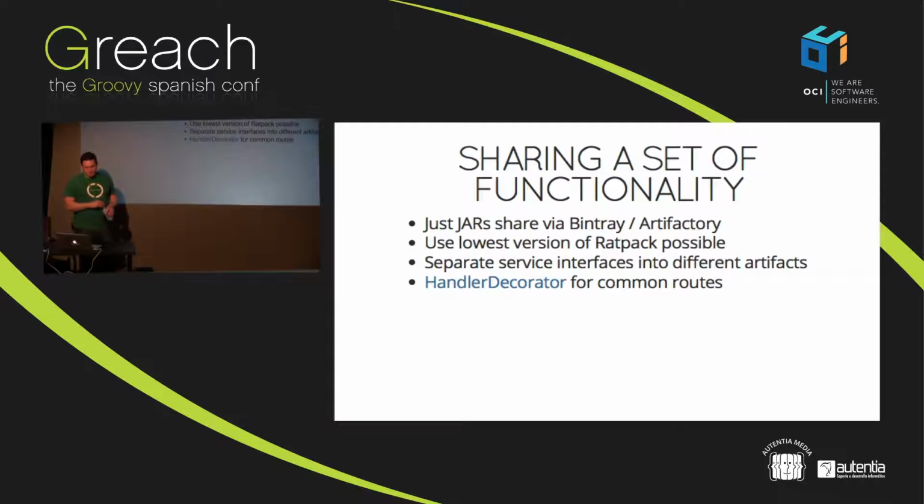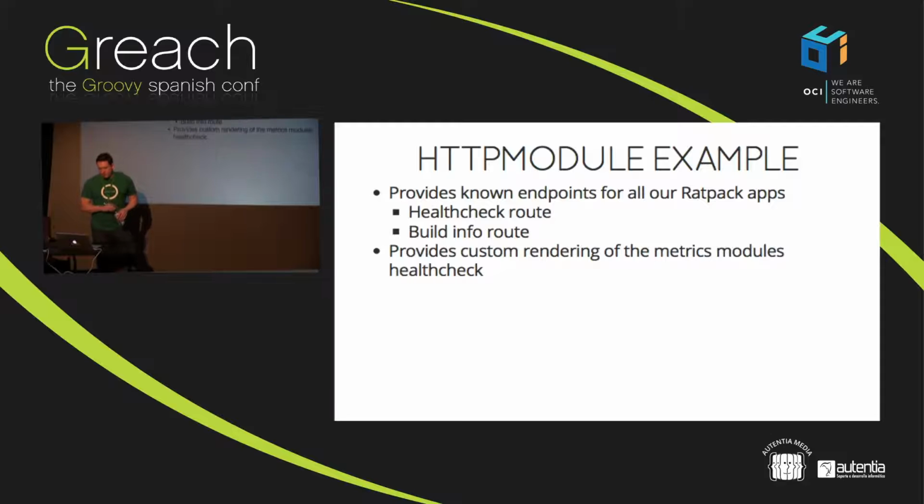The other thing is you can use something called the handler decorator for common routes. Our example of this is something we call the HTTP module, and that's something we use at SmartThings. It basically provides a set of known things we want all of our microservices to have, like a build info, just some metadata about the build itself, and that is always exposed as a route. We also always expose the health check, and we have some custom rendering of the health check we want to do.